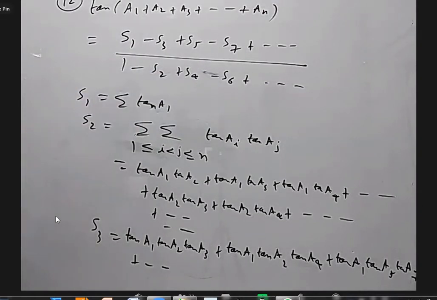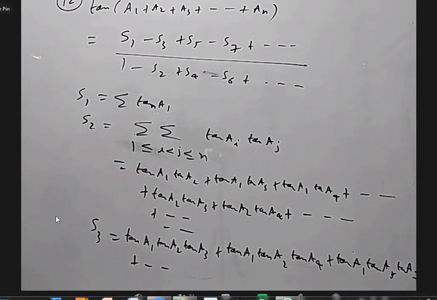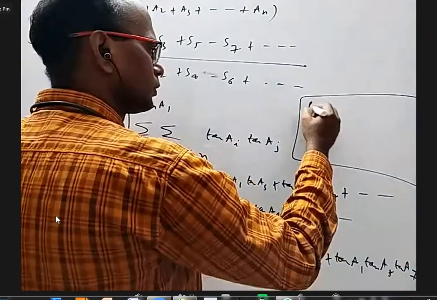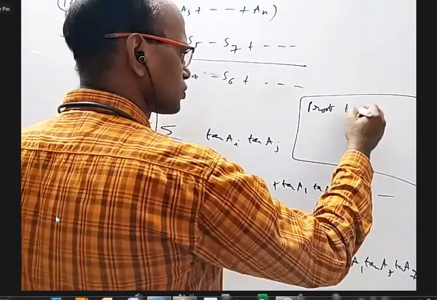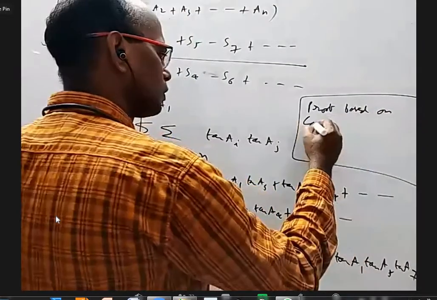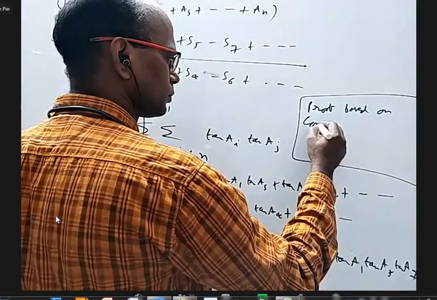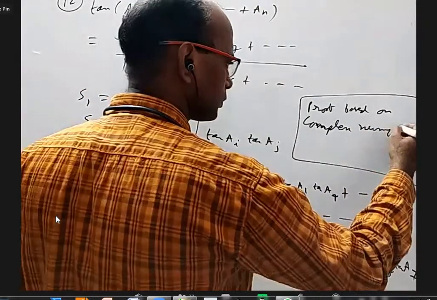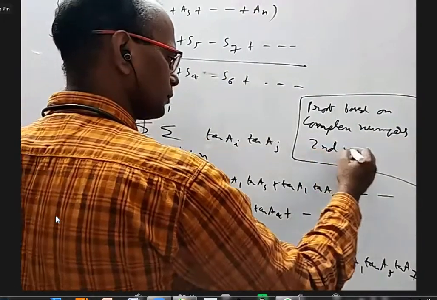How this formula actually came is based on complex numbers. The proof is based on complex numbers. We'll study it in second year. If you want, you can just make a note: proof based on complex numbers, we'll study in second year.